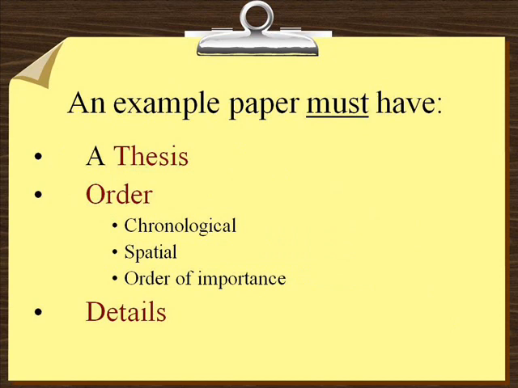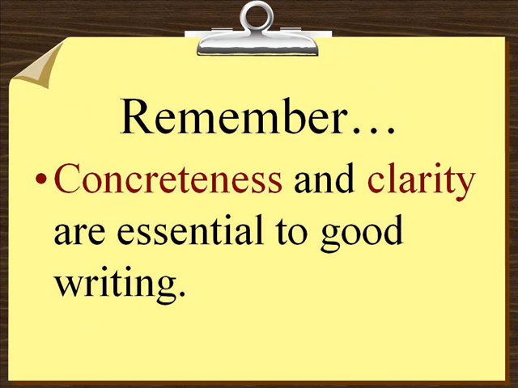It should not be a surprise to you that you need a thesis, order, and details for an example paper. The three options for orders that you can use are chronological, spatial, and numerical, or order of importance. It's important to remember that you must maintain concreteness and clarity when you are writing. It's even more important when you are looking at example papers. If your readers do not understand what you are saying, you might as well not have said it.